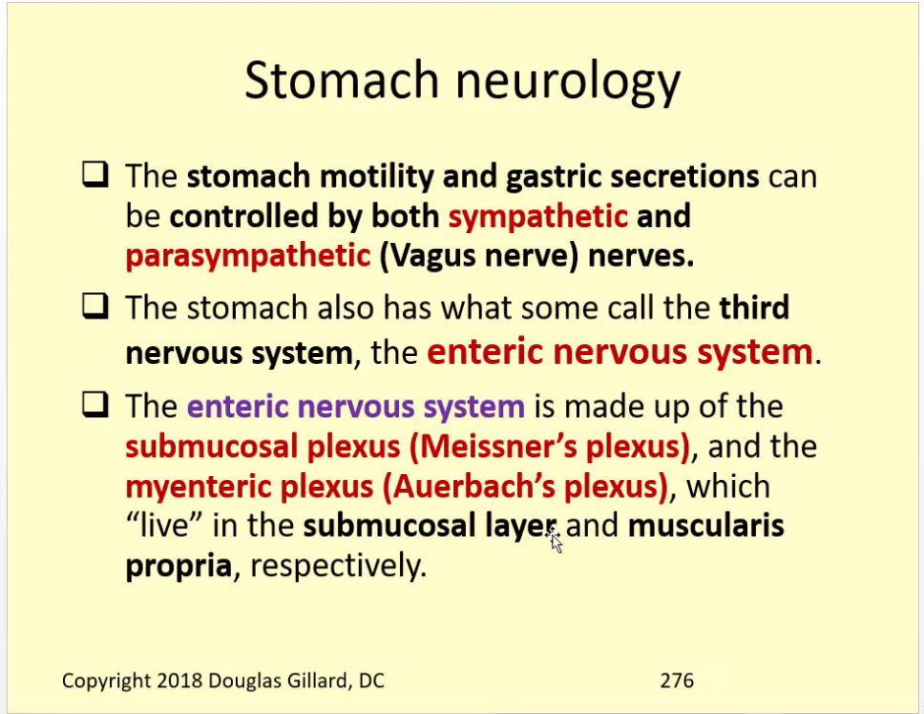A little bit of neurology about the stomach. Physiology too, more physiology, I think this is a better word for that. Stomach motility and gastric secretions are controlled by sympathetic and parasympathetic nerves, mainly by sympathetic nerves. The stomach also has a third nervous system called the enteric nervous system that's built into the stomach and the intestine, and we talked about that with the esophagus. So it's a third system. It can run independently if it has to, but it's strongly influenced by the sympathetic and parasympathetic system as well.